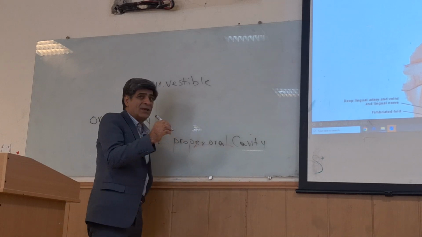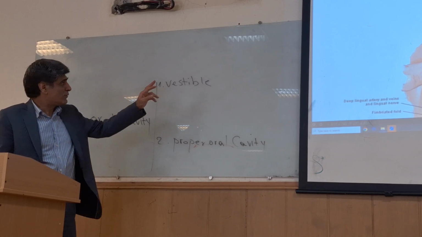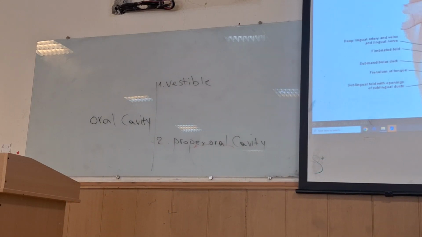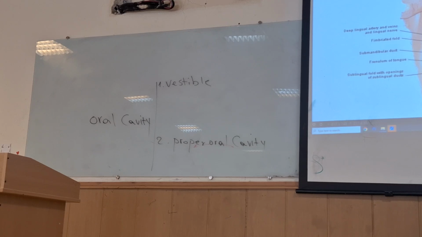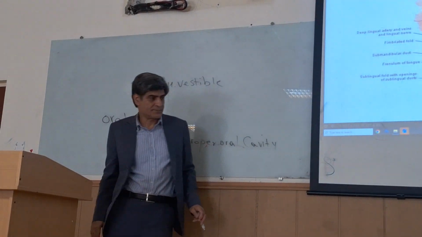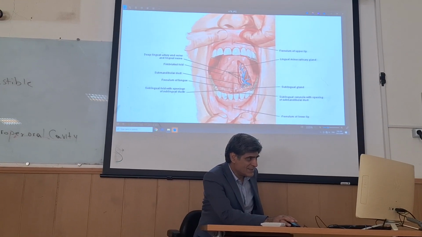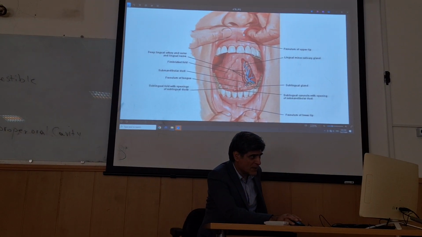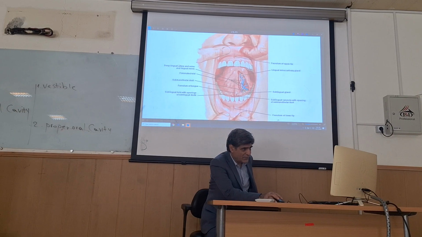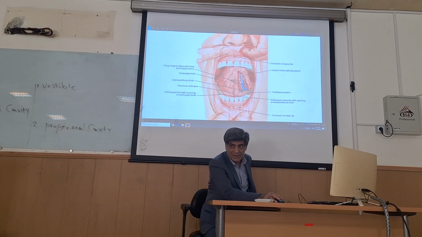For the vestibule, just the opening of the parotid duct opens into the vestibule. This part is the vestibule: the anterior part of the lip, posteriorly the teeth, the superior mucosa and frenulum of the upper lip, and the inferior frenulum of the lower lip. This is the smallest part, the vestibule.